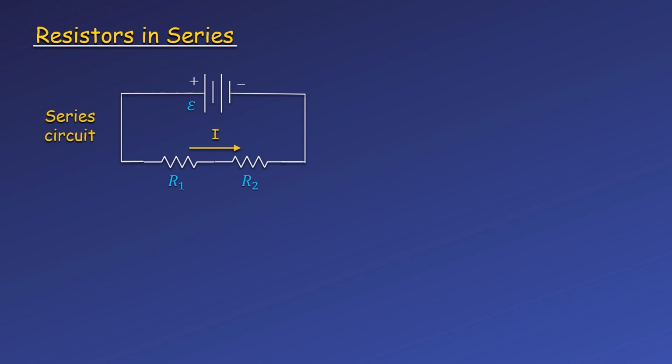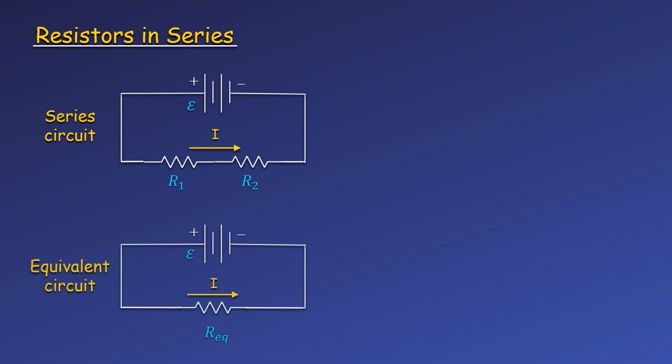Doing this means the current must pass through both resistors. It cannot go through one without going through the other. We can also draw an equivalent circuit, where we imagine replacing these resistors with a single resistor, and this circuit is to behave exactly like our series circuit. We'll call the resistance of this single resistor the equivalent resistance.